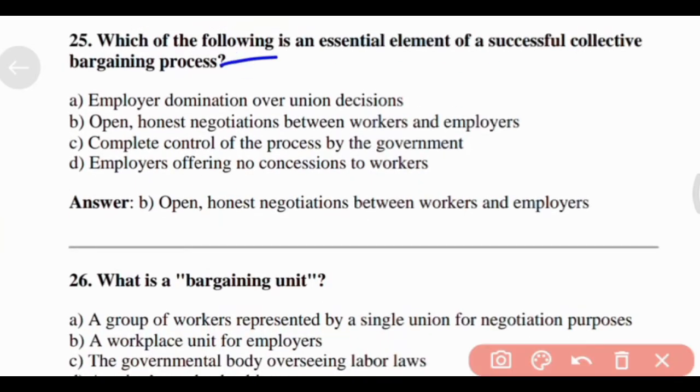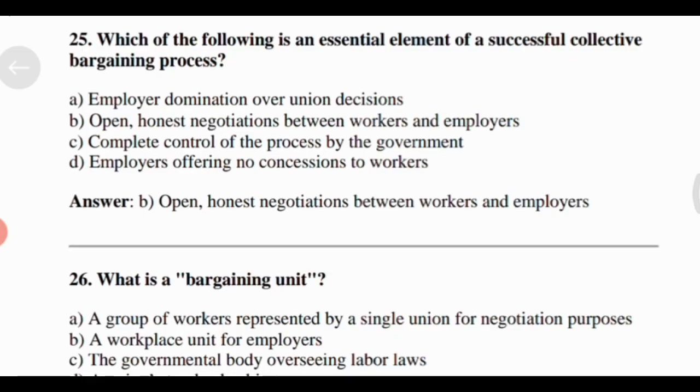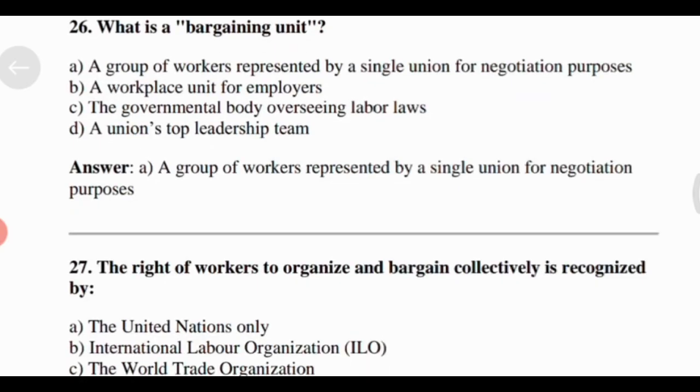Which of the following is an essential element of a successful collective bargaining process? Option B, open, honest negotiations between workers and employers. What is a bargaining unit? Option A, a group of workers represented by a single union for the negotiation process.